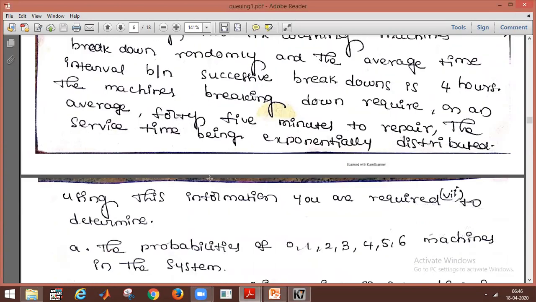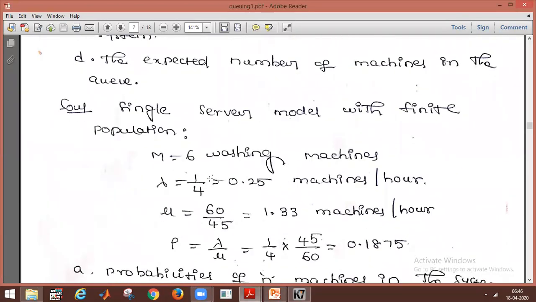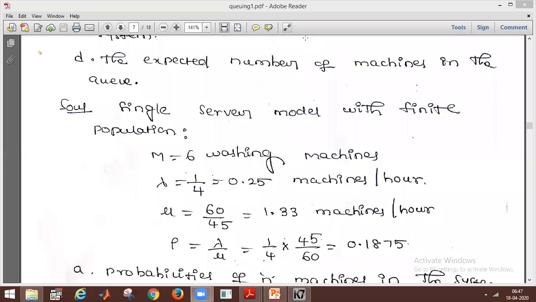45 minutes can be converted into hours, that is 60 by 45, which is 1 by 1.33. And rho is equal to, what is the formula? Lambda by mu. So we calculate the rho value, and mu, lambda and m. First we have to go to part A. What is A? It asks for the probability of n machines in the system.